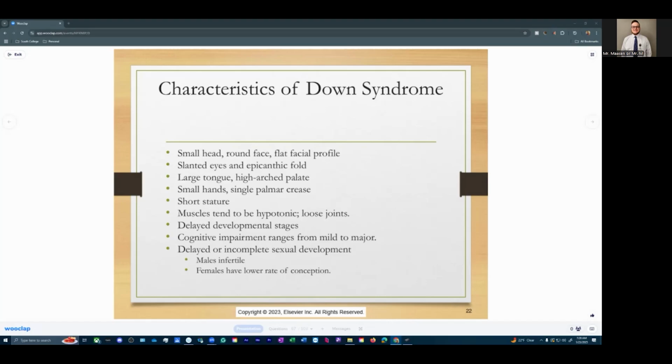There are plenty of people with Down syndrome that are fairly functional, and then some that need a lot of assistance as far as their cognitive ability. So it ranges. And then there is delayed physical development and sexual development. Males can be infertile. There's a higher risk for them to be infertile and a lower rate of conception for females with Down syndrome.